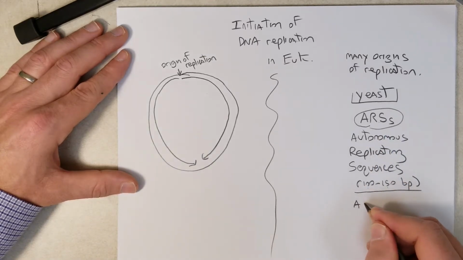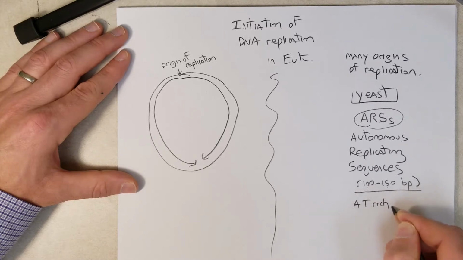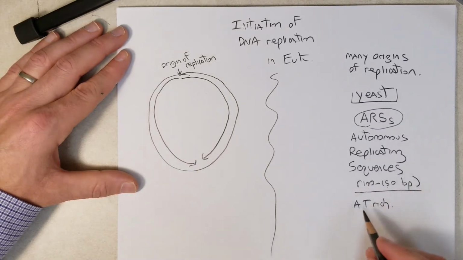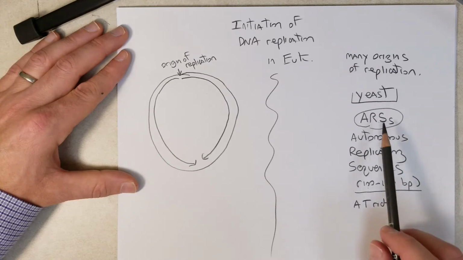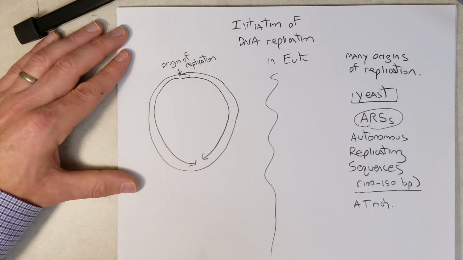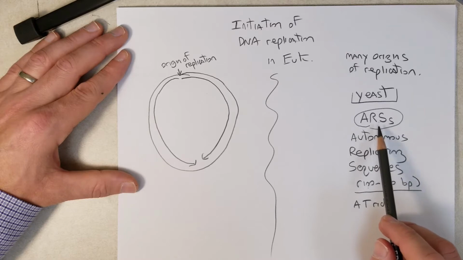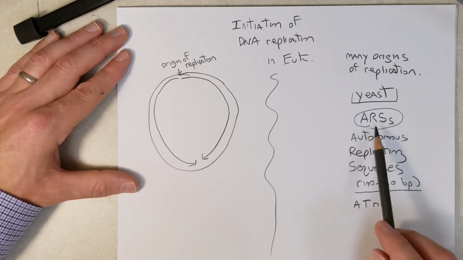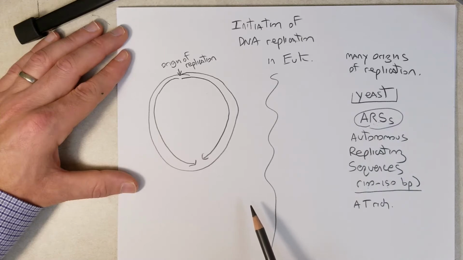Essentially, they're A and T rich, so they have lots of A and T nucleotides. There's a couple of sequence motifs in them that seem to be important, but there's also something we don't quite understand: they don't work at every location in the yeast genome.